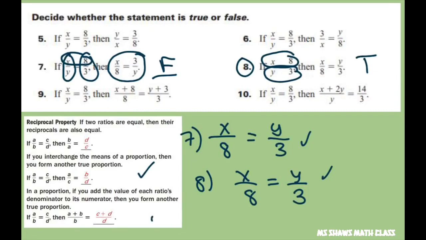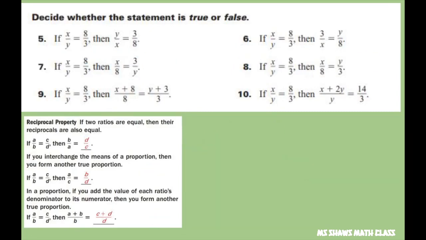And then for the last two, we're using the last proportion. That means if you add the value of each ratio's denominator to the numerator, then you form another true proportion. So let's just do that. So we have x over y. So that means I can write that as plus y, and that should equal 8 plus 3. What are they writing?